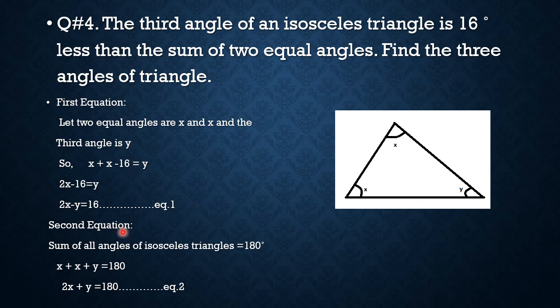This is equation 1. Second equation: you know that the sum of all angles of an isosceles triangle is equal to 180 degrees. x plus x plus y is equal to 180, so 2x plus y is equal to 180. This is equation number 2.